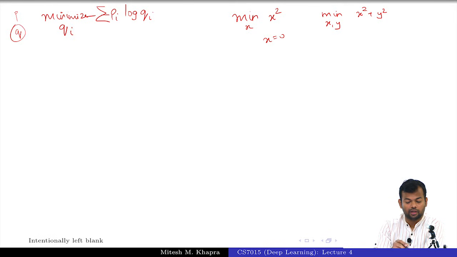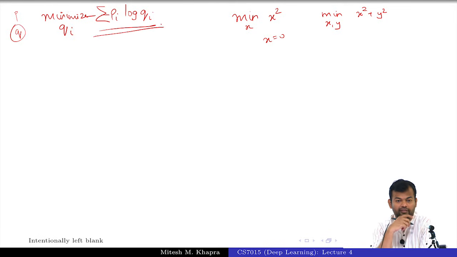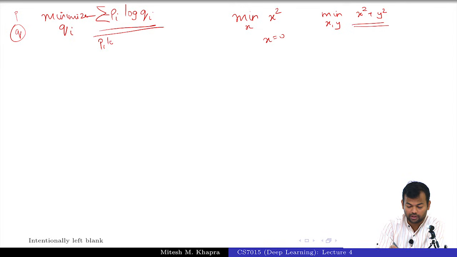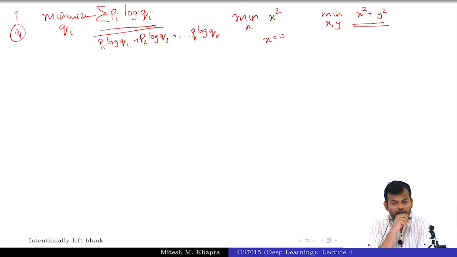Now here, this is actually a function of how many variables? K in general, so Q1, Q2, Q3 up to Qk. Now can you try doing the same thing? Can you take the derivative and set it to 0? This is again a sum, very similar to this situation. Let me just write it down. It's P1 log Q1 plus P2 log Q2 up to Pk log Qk.